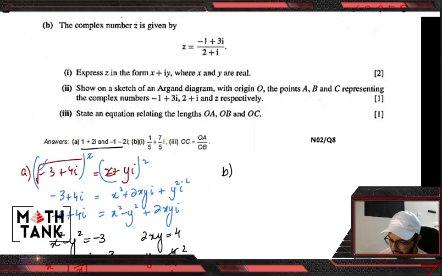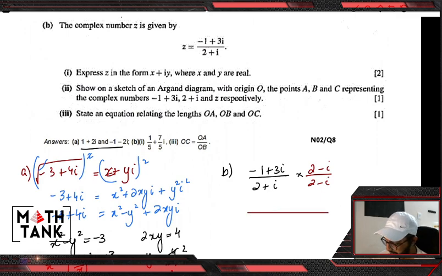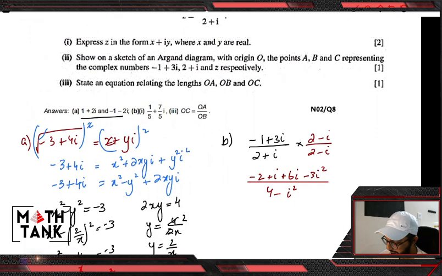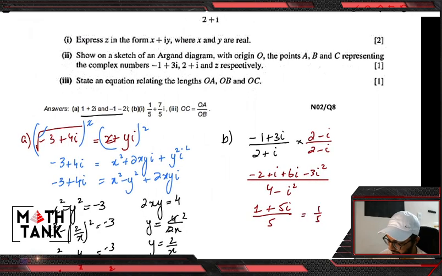Then part B says the complex number z is given by this. Express z in the form x plus yi, where x and y are real numbers. Very simple question. You could do this very quickly by just multiplying it with its conjugate. Minus 2 plus i plus 6i minus 3i squared. I get 1 over 5.